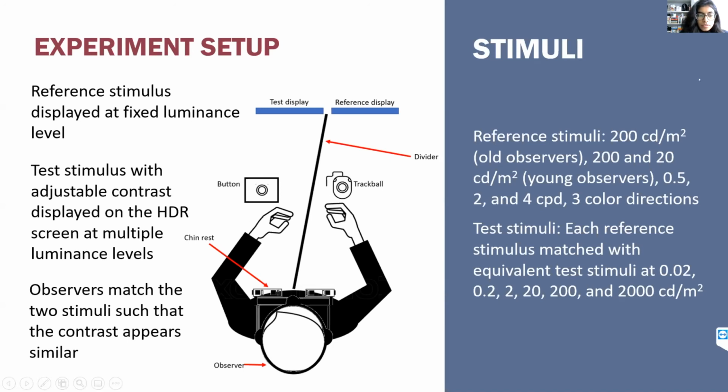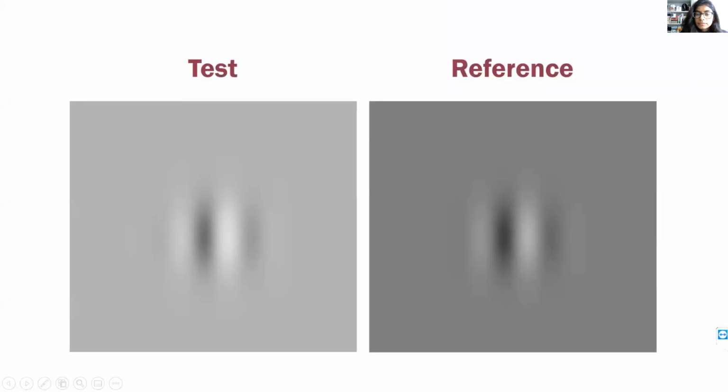And the observers saw something like this. The right eye could only see the reference stimulus and the left eye could only see the test stimulus. So let's look at the contrast matching results.